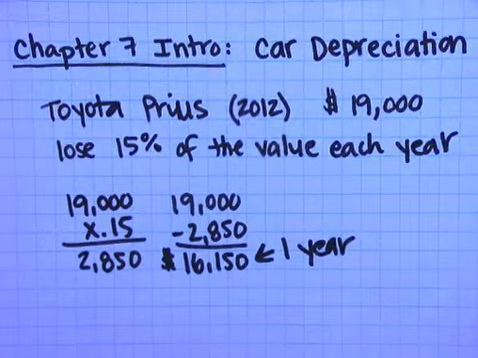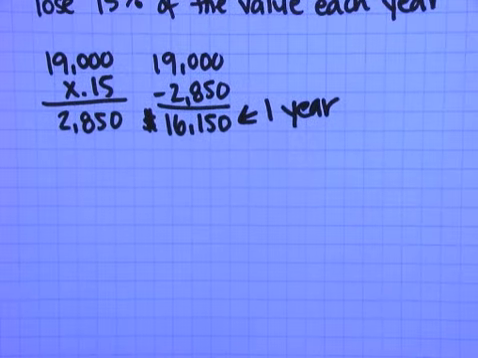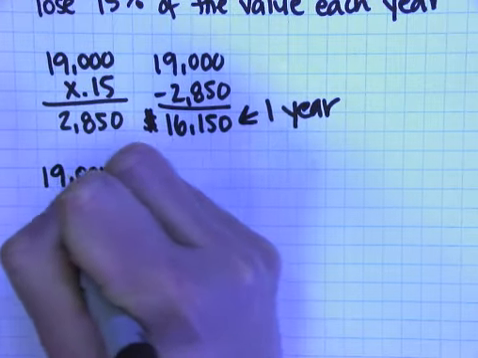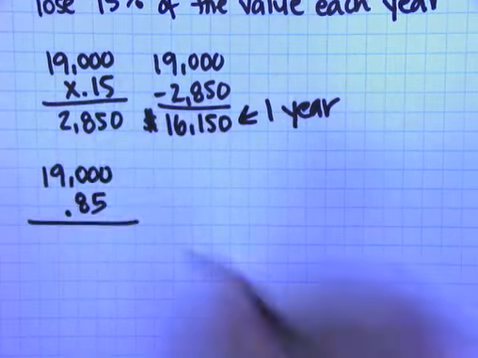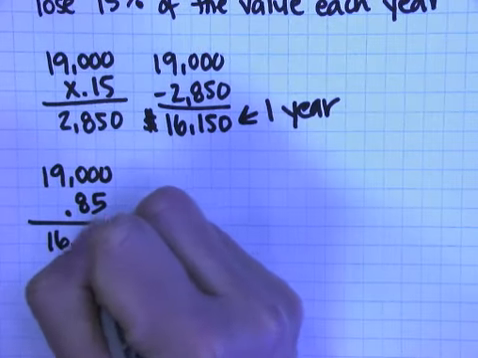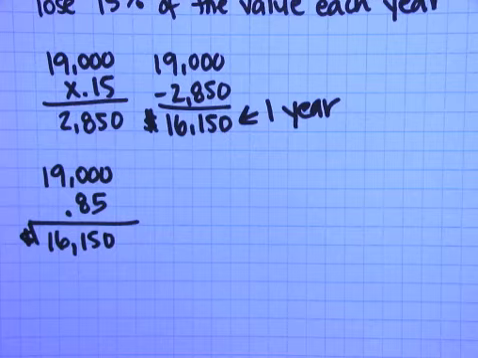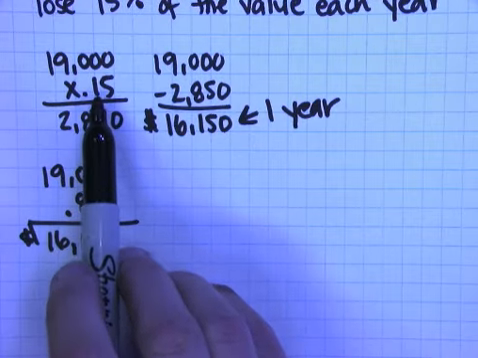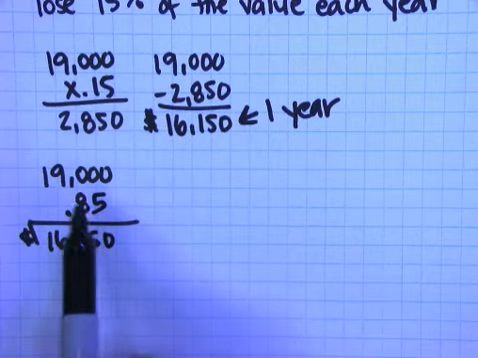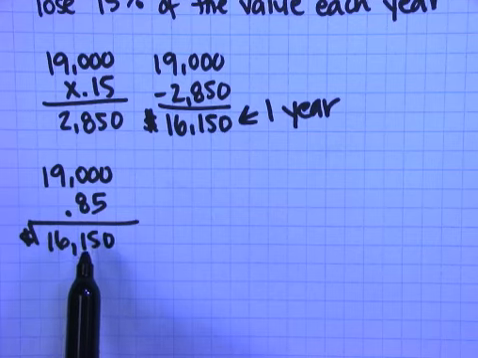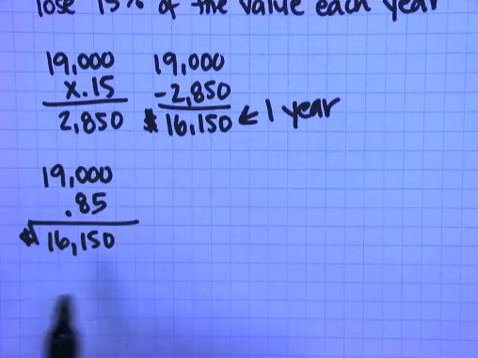In class today we saw that there was a faster way to do this. You could take 19 grand and multiply by 0.85. And if you do this, you get the same amount, $16,150, but you get it with one step. The reason being is here we have 15%, and we're taking that 15% off, whereas in this situation we're keeping 85% of our cost.